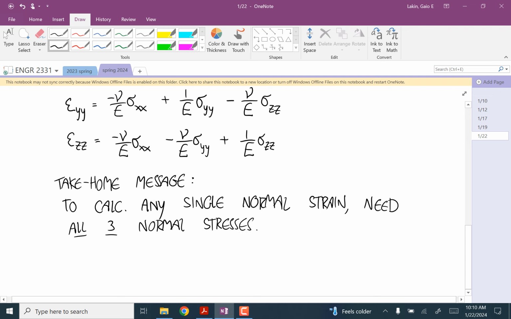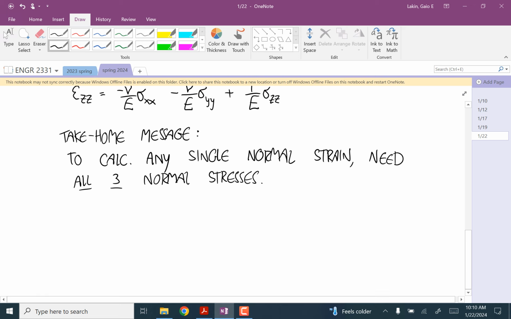By the way, it works in reverse too. If you have strain information and you want to calculate stress information, to calculate any single normal stress, you need all three normal strains, but no shears. Okay. So it's the same for calculating a normal stress from strain values.